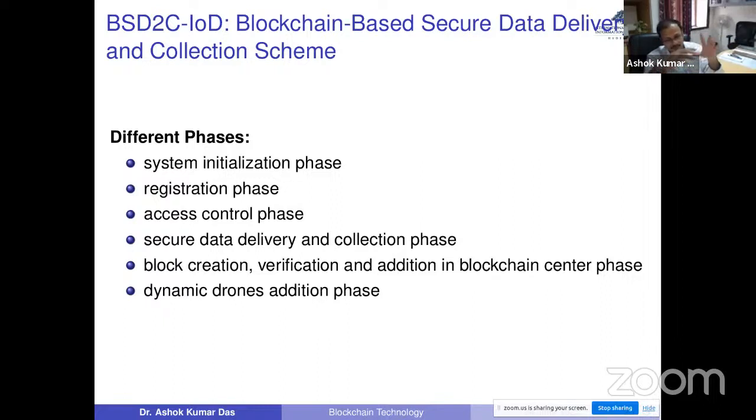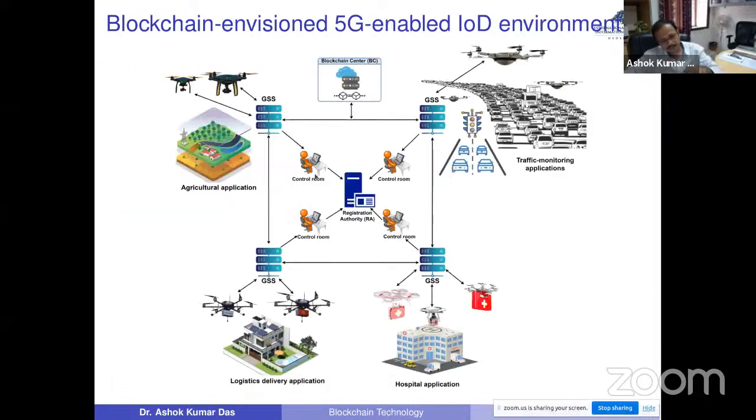Once it is there in the registration phase, the registration authority will register all the control rooms and provide the credentials to them. Each control room will generate its own private-public key pairs. Then the control room will be in charge of registering all the ground station servers as well as all the drones. The necessary information will be sent to them, and the credentials will be stored in the drone's memory prior to deployment in the target field.